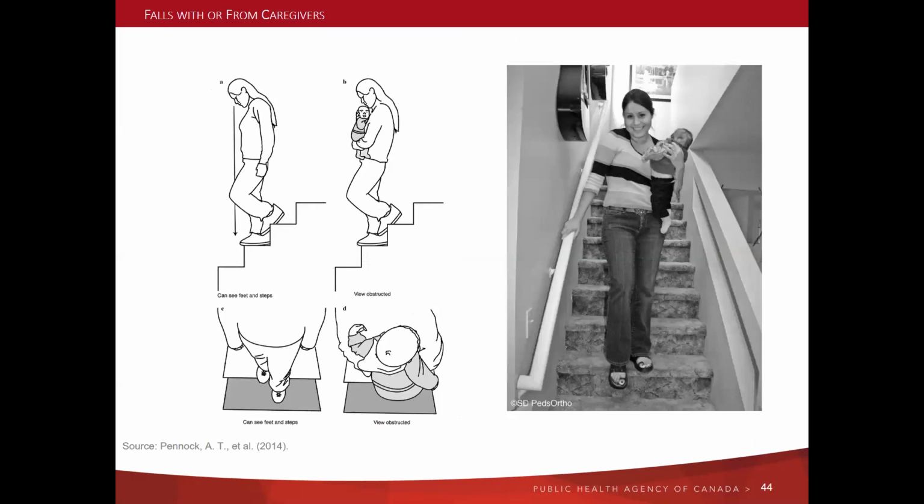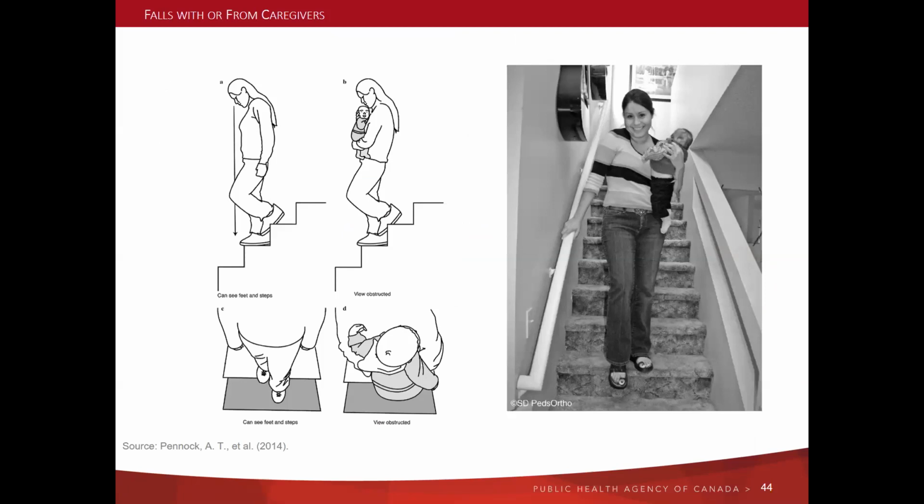And this can get especially worse when stairs are involved. At least a quarter of falls from or with caregivers in our own data set took place on stairs. So this illustration is from an article by Pinnock, who found that most caregivers who fell with children on the stairs were holding them around their abdominal area. This creates an obstruction to the caregiver's sight and that leads them to miss a step.